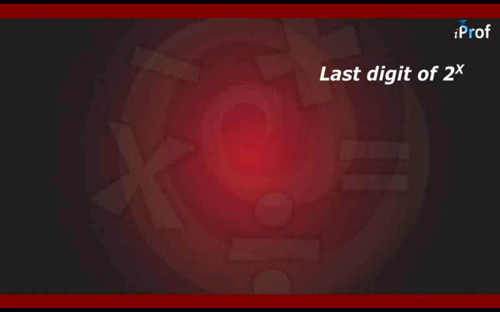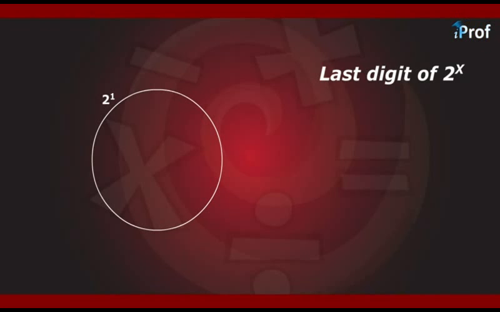We first draw a circle. Then we put 2 raised to the power 1, 2 raised to the power 2, 2 raised to the power 3 and 2 raised to the power 4 on the circle. We will go in the anti-clockwise direction starting from 2 raised to the power 1. The last digit of 2 raised to the power 1 is 2. The last digit of 2 raised to the power 2 is 4. The last digit of 2 raised to the power 3 is 8. And the last digit of 2 raised to the power 4 is 6.